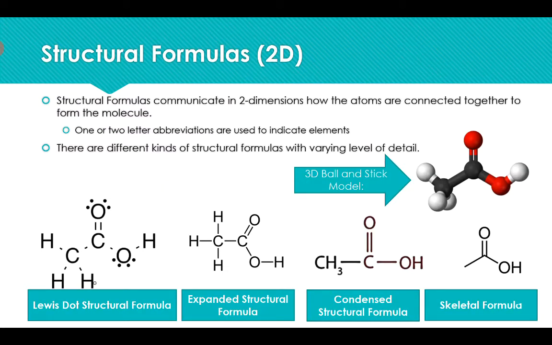Structural formulas in 2 dimensions can be either Lewis-Dot structures, expanded structural formulas, condensed structural formulas, or skeletal formulas, also known as line angle structures. Lewis-Dot structures take a very long time to write, but they give the most detail. Expanded structural formulas give the second most detail, but they leave out the dots for the lone pairs. And then here in the condensed structural formula, the bonds between carbon and hydrogen are condensed. And then here, the carbons and hydrogens are implied and they're not even written.